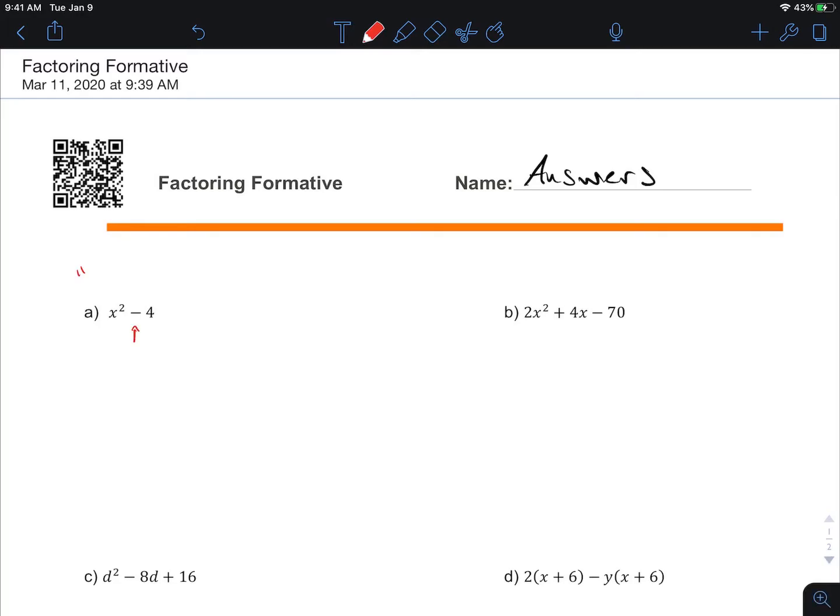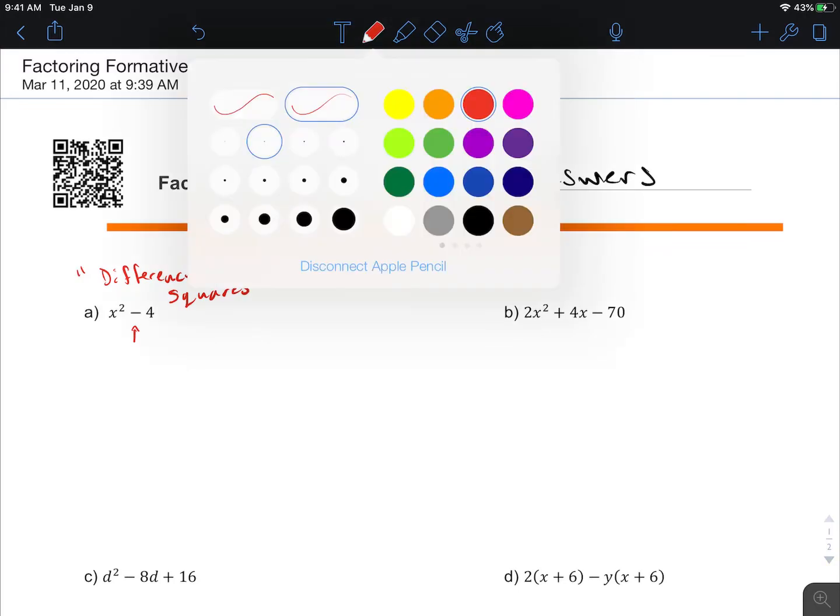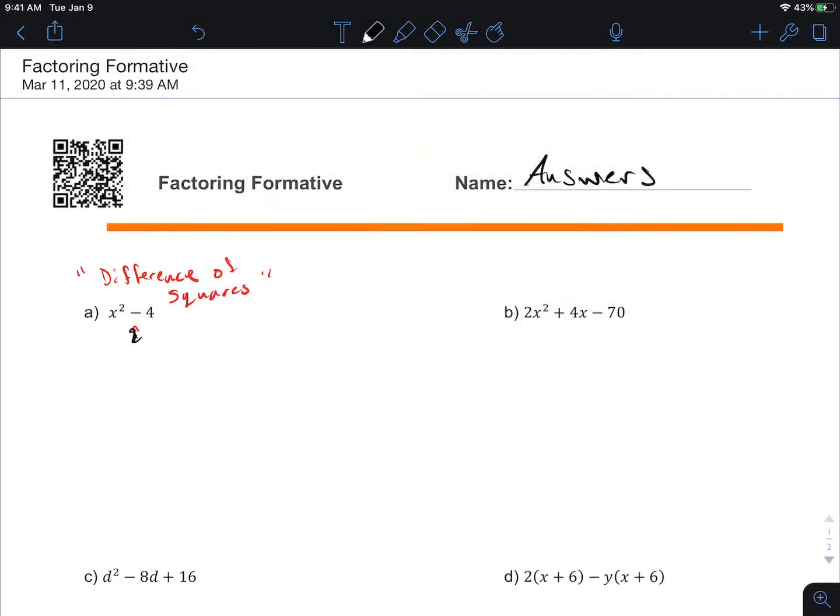I see a difference, subtraction. So I'd say a difference. And then there's two squares sitting there, right? So it's a difference of squares. That's how we get the name, right? And then for me to do the work on this, right? Difference of squares is really, really easy. I can just square root the first, square root the last, right? So I get x and 2, but I have to write it twice, don't forget, because I'm going to get two factors.